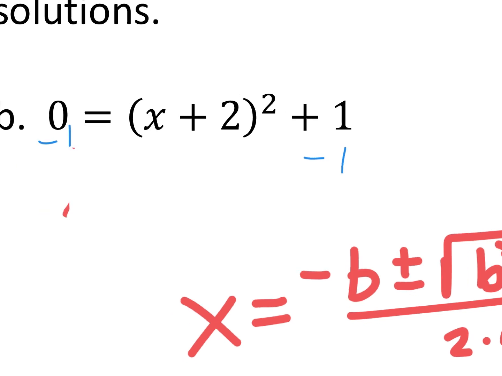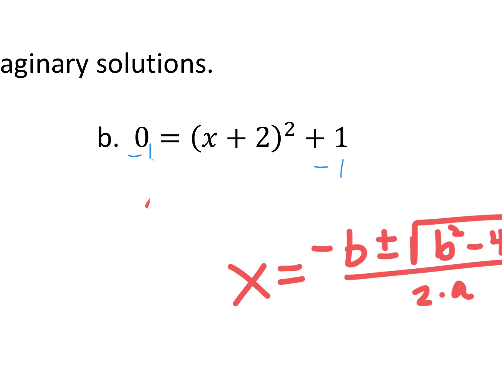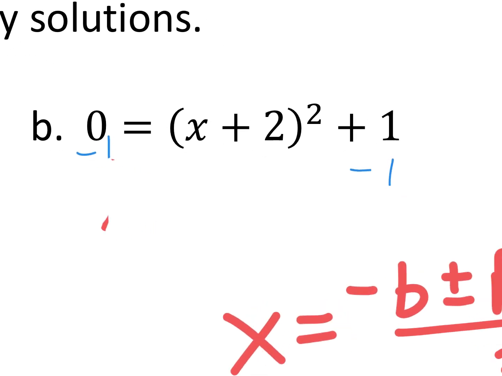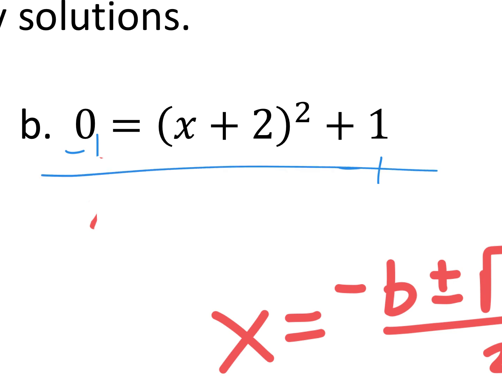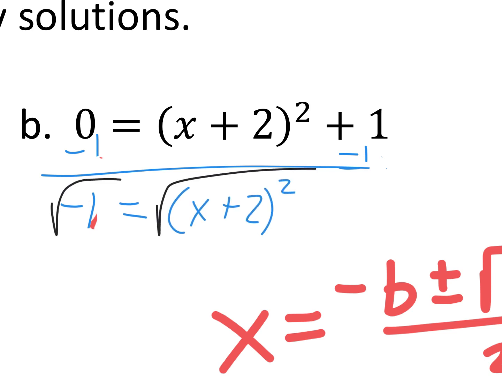Subtract 1 from both sides. This is problem B under number 2. To be or not to be? That is the question. Okay, and then I've got -1 is equal to (x plus 2) quantity squared. Then I'm going to square root both sides. That's a faster way than breaking out the quadratic formula, in my opinion.